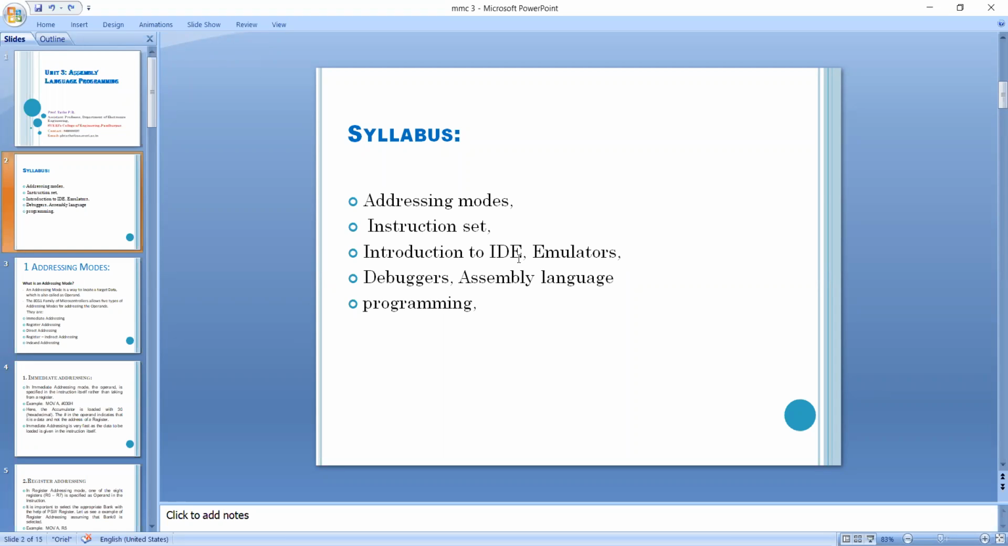In the microprocessor we divided the instruction set into different parts: data transfer instructions, arithmetic instructions, logical operation instructions, branching instructions, and controlling instructions. The same instructions you are going to see in the 8051 also, with slight changes. Along with that you have 3 main points: introduction to IDE, emulator, debugger, and the last one is assembly language programming.